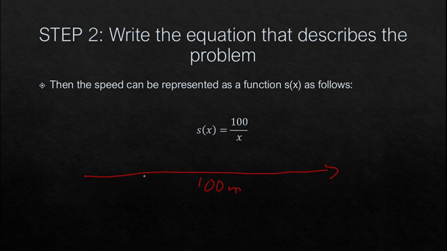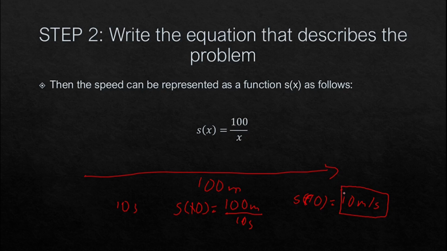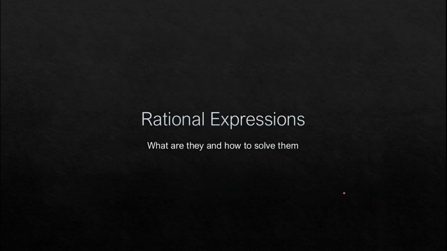in, let's say, in 10 seconds. Mabilis yan. 100 meters in 10 seconds. Kaya, let's substitute it. x is equal to 10 seconds. So, s of 10 is equal to 100 meters all over 10 seconds. So, the resulting speed is equal to 10 meters per second. 10 meters per second ang speed ng runner.